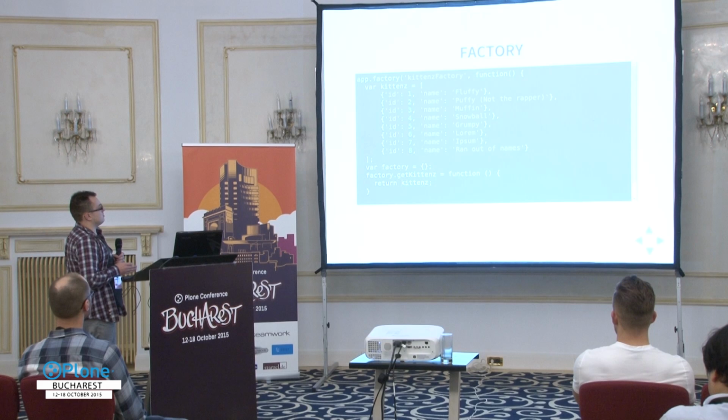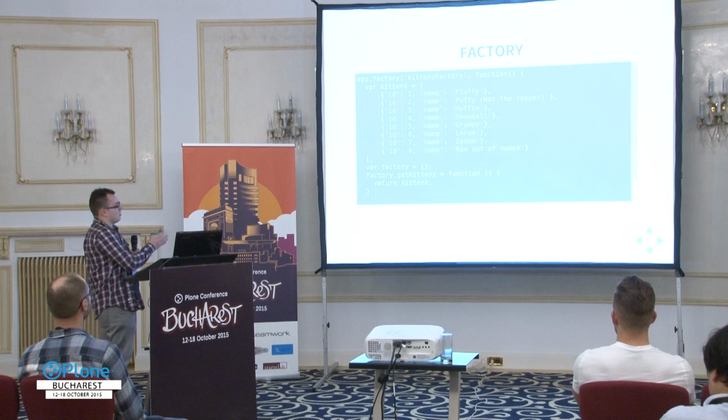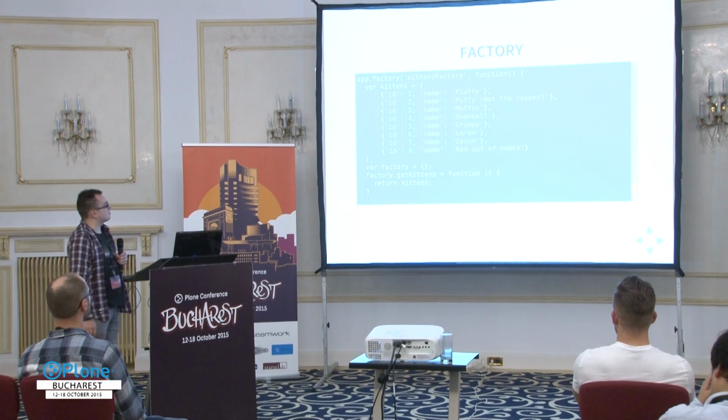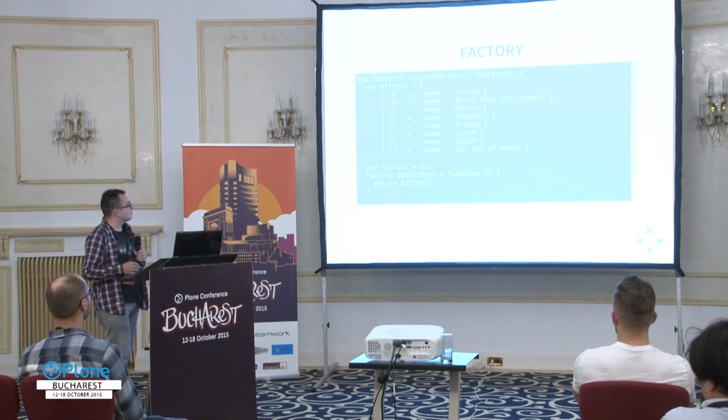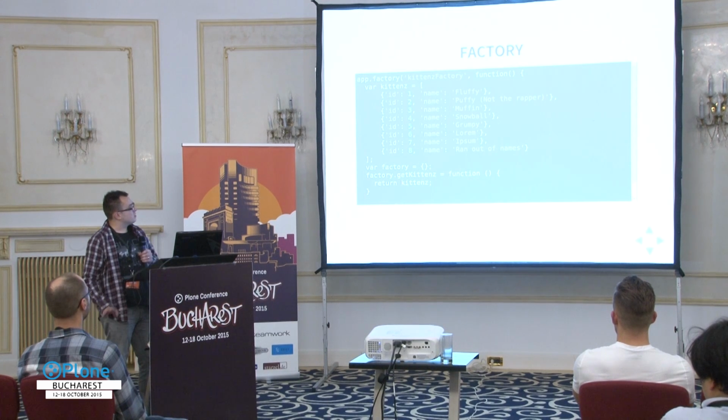The factory just returns an object. Inside that object, we have a function called getKittens, which in this case just returns the hard-coded kittens array. There's nothing stopping us from using an HTTP GET instead of just returning the hard-coded kittens. But this is, for now, outside the scope of this presentation.